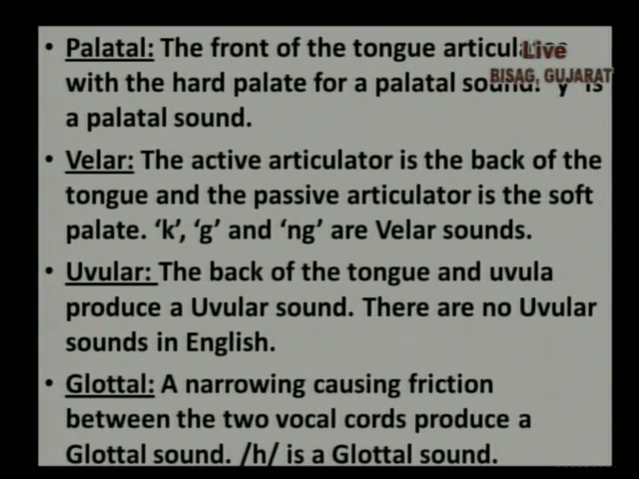Further, we have the palatal sound. Now, what is a palatal sound? The front of the tongue articulates with the hard palate for a palatal sound. This is the definition of a palatal sound. Y is a palatal sound. It's written as J, but this is just to make it simple for you to understand that the letter Y in English, when used in words, we usually say it as y, and that is why it's written y here.